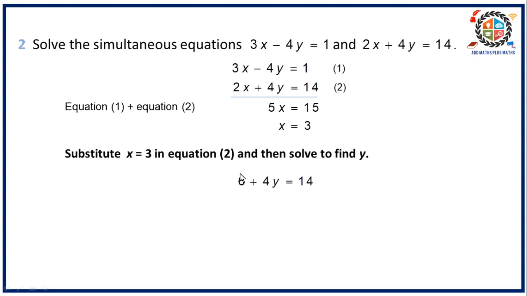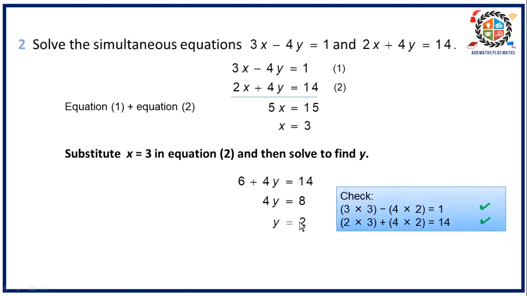And then take away that 6 by subtracting 6 from both sides. If I subtract 6 from both sides, I'll end up having 4y is equal to 8. Since 4y is equal to 8 now, I'm just going to divide both sides by 4 so that I can have y is equal to 2. So you know now that x is equal to 3 and y is equal to 2.